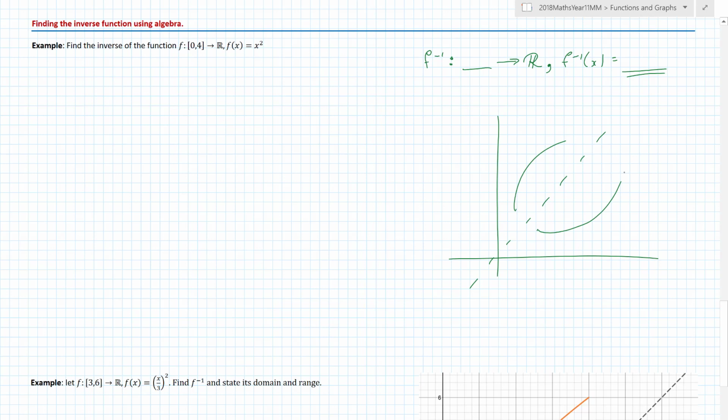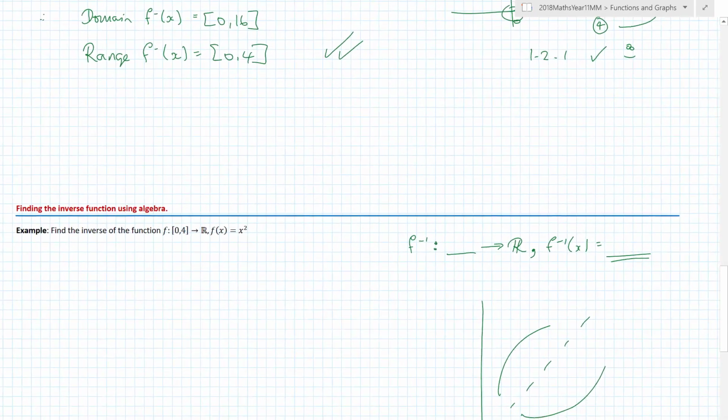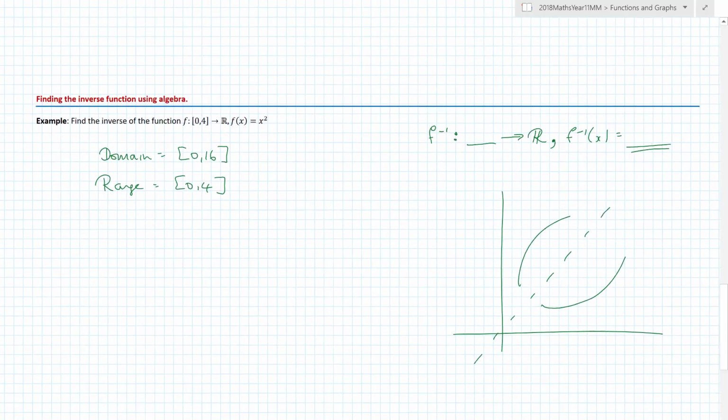So there's got to be a way for us to be able to work this out. Right, well, let me think. Find the inverse of the function, 0, 4. Well, actually, we've already done that here. So I now know that the domain of my inverse is 0 to 16, and the range of my inverse function is 0 to 4. So that's going to come in useful in a moment.